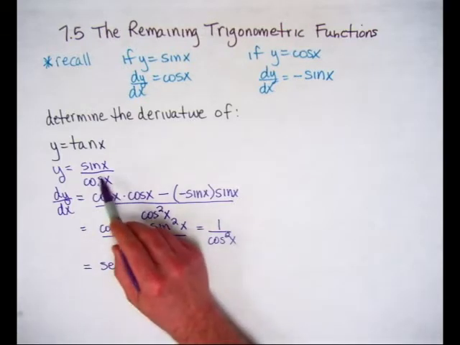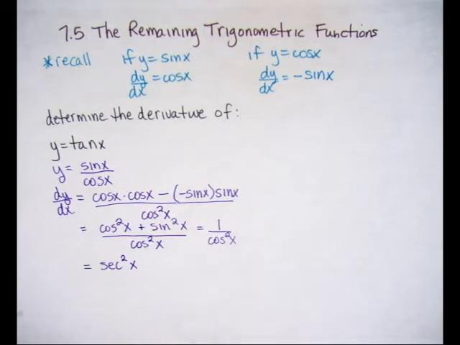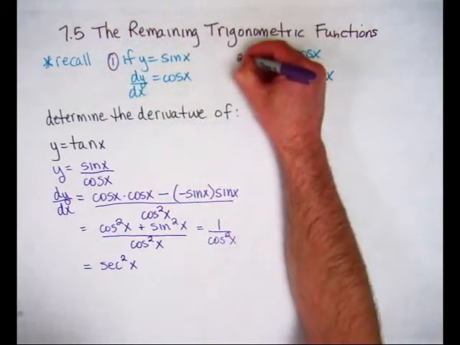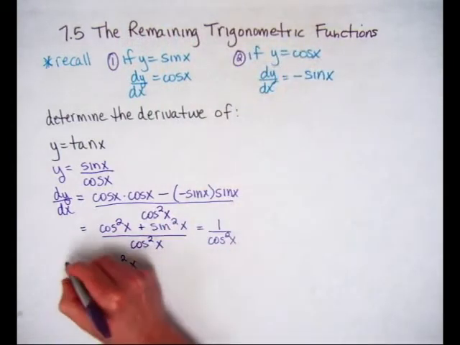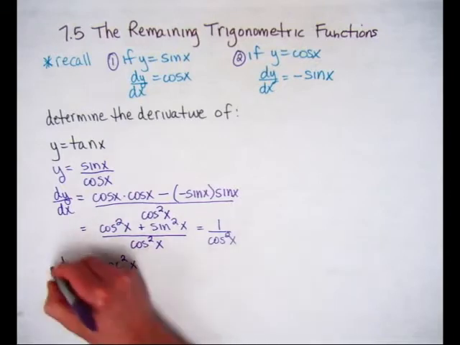Now, instead of going through all this work every time, which a person could, you're better off just to memorize the formula. So the derivative of tan will just be secant squared. There are going to be 6 derivative rules in total. This would be number 1. This would be number 2. And now we've just found number 3. Number 3 is the derivative of tan is secant squared.